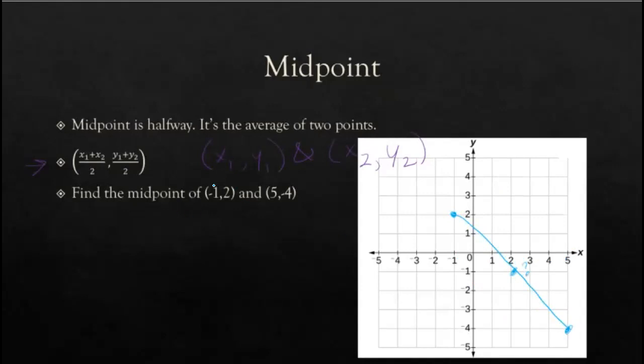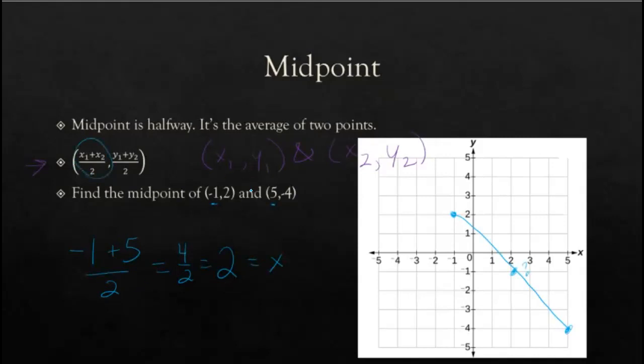So the first point is my x1 and my y1. So I take the average of the x's. So I take x1 and x2. I take this number and this number, and I average them together. -1 plus 5 divided by 2. That's my average. So 5 minus 1 is 4. 4 over 2 is 2. That's my answer for the x. That's this part right here.